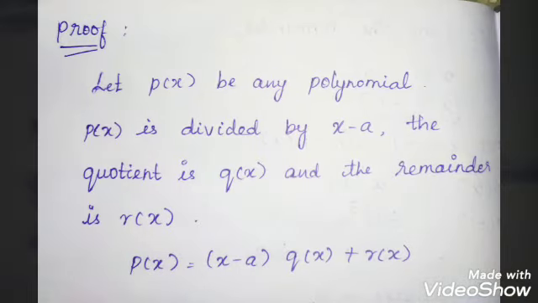Now the proof. Let P of x be any polynomial. Next, P of x is divided by x minus a. We are going to divide P of x by x minus a.